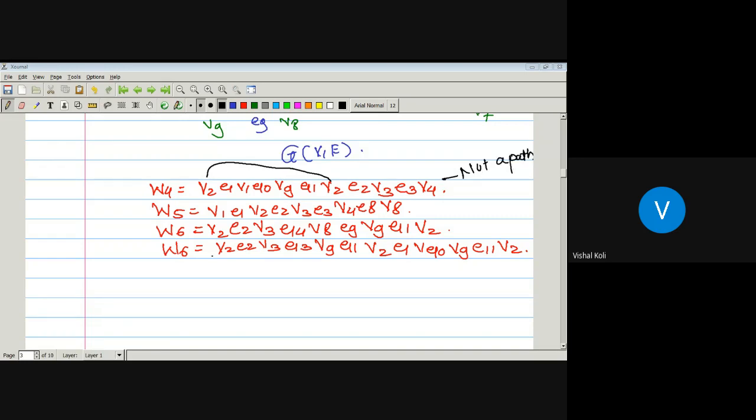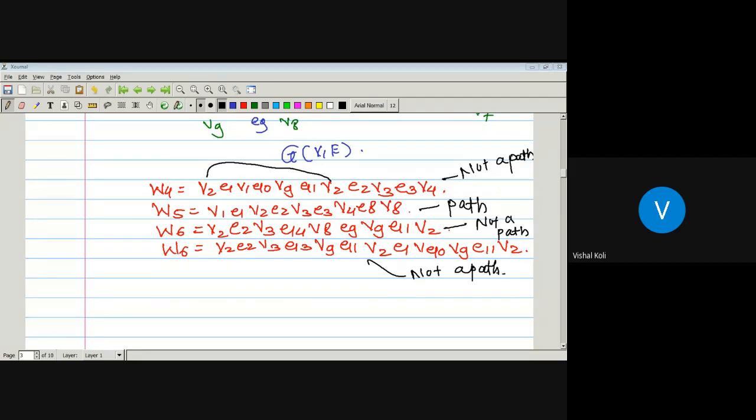What about W5? Yes, it is a path. What about W6? No, sir. Why? It is a closed walk, since the internal vertices are distinct, but it is not an open walk. So it is again not a path. What about W7? Again, here vertex V2 is repeated, so it is again not a path.